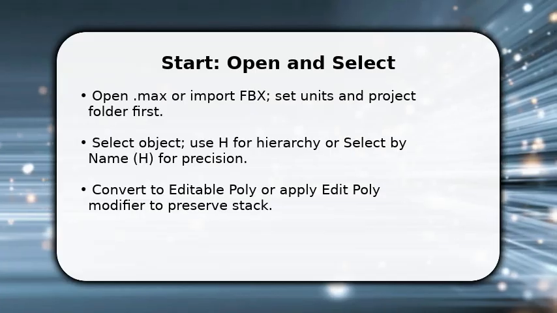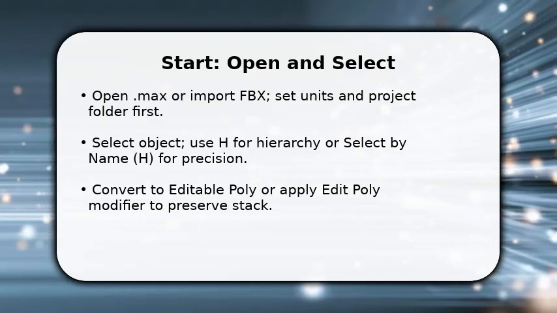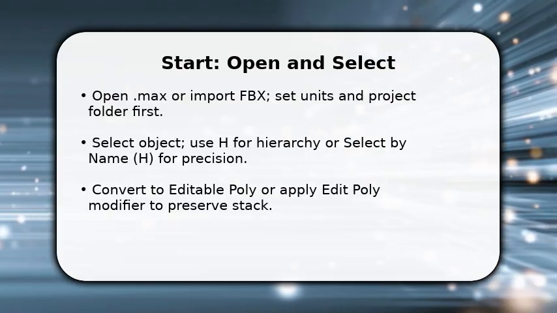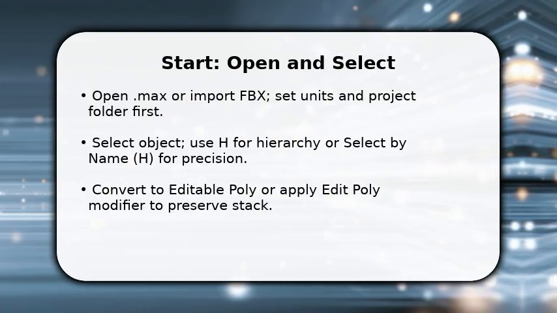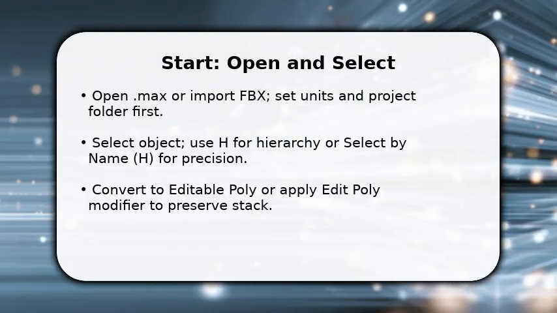You begin by bringing your scene into a controlled workspace. Open the Max or import the mesh, set units, and save a new scene. Next, select the object deliberately using Select by Name or the hierarchy.